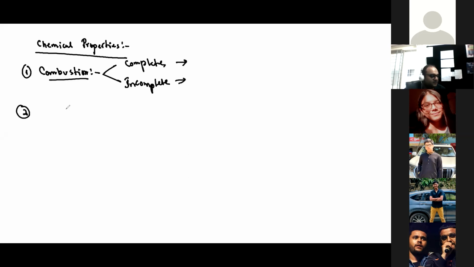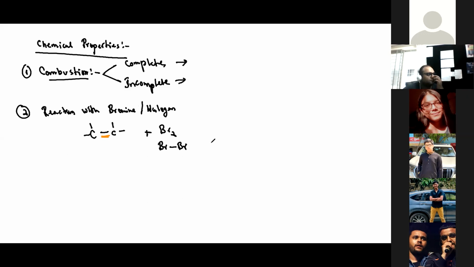Number 2. Reaction with bromine or halogen. So let's take a carbon-carbon double bond plus bromine, Br2, or we can write it like Br. What will it form?